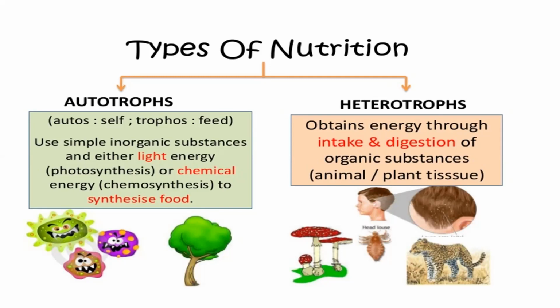And heterotrophic organisms are those organisms which obtain their food directly or indirectly from plants or some other organisms, and they acquire energy by digesting these organic substances.